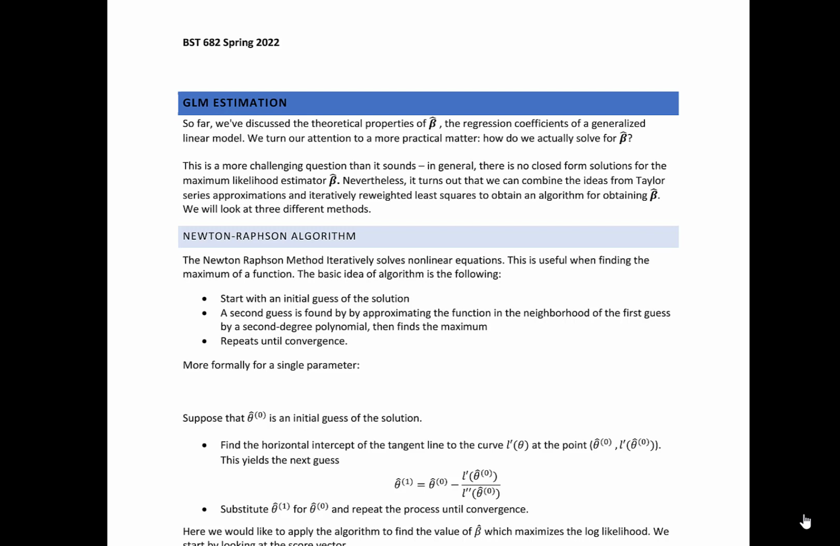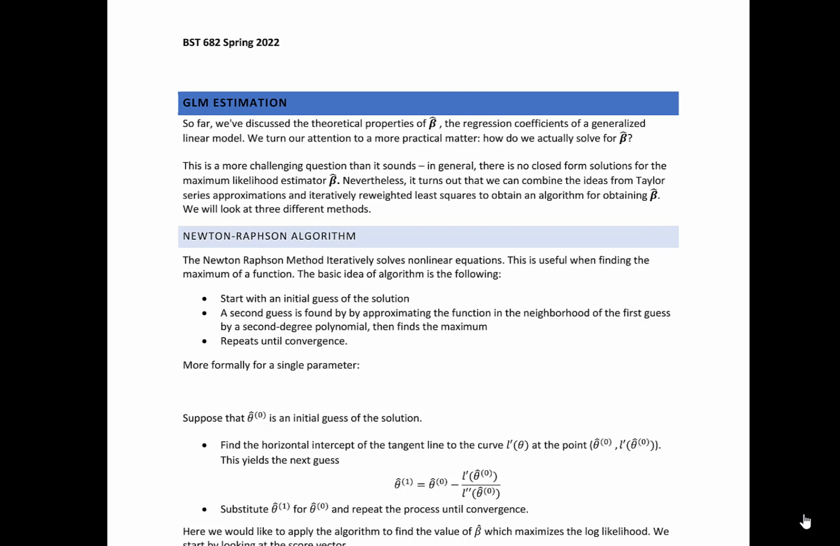When we worked with linear regression, we had this really nice closed form for beta hat. You might remember we even saw in R, we could work directly with the matrices and we would get those estimates. But when we work with GLM, it's not as straightforward. There are no closed form solutions. So what we can do is combine some ideas from a Taylor series approximation and iteratively weighted least squares to obtain an algorithm.